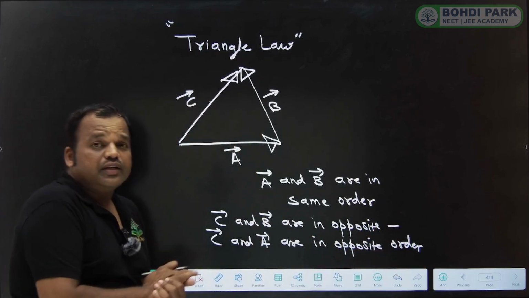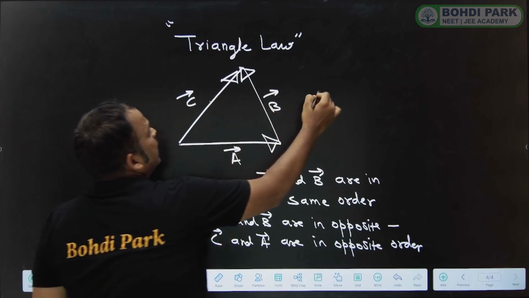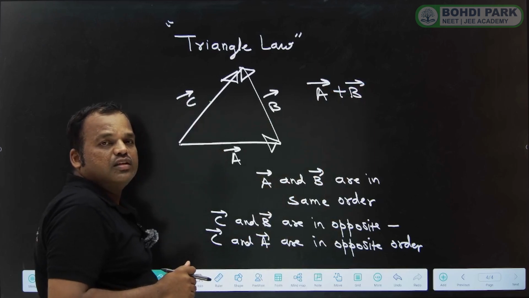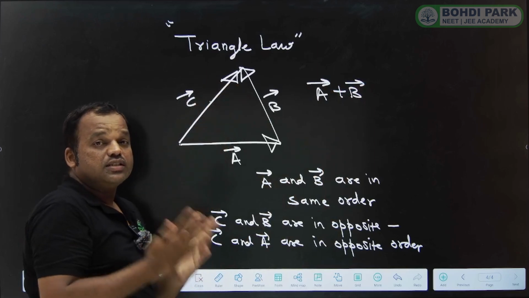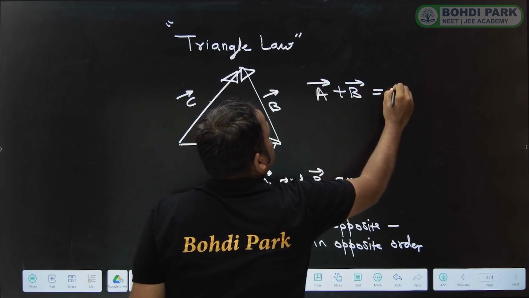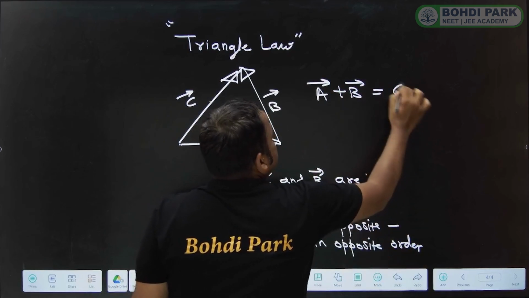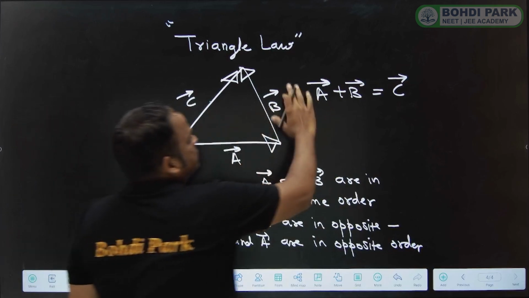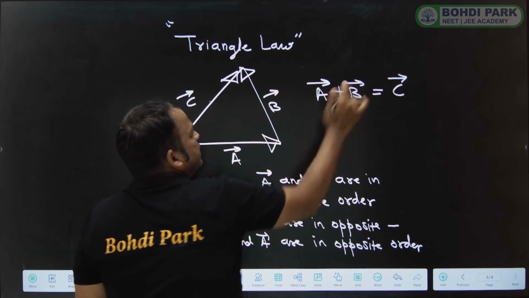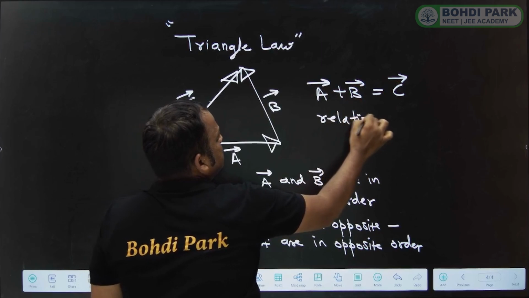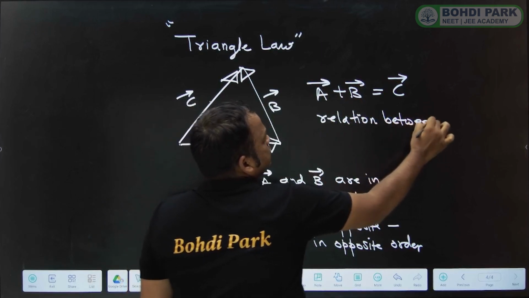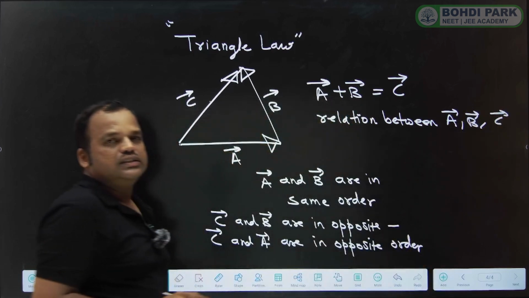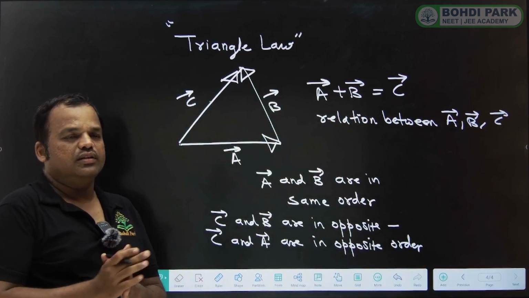So according to triangle law, the same order vectors are added. So we can say A vector plus B vector, they are added. And the opposite order vector is the resultant. So A vector plus B vector is equal to the resultant, which is C vector. So this is the relation between A, B and C vector. So A plus B is equal to C.